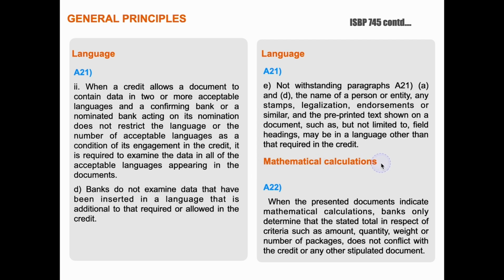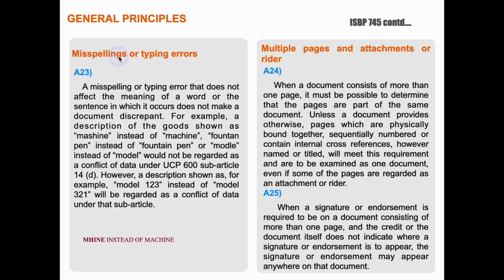Next one is mathematical calculations. When the presented documents indicate mathematical calculations, banks only determine that the stated total in respect of criteria such as amount, quantity, weight or number of packages does not conflict with the credit or any other stipulated documents. Means when there is a calculation using a formula to arrive at a data required by the credit, banks will only check whether the data required by the LC is complying. Banks don't check whether the calculation is correct. We can't raise a discrepancy that the formula is wrong, because we want the data like let's say the total amount or the total quantity of goods or weight as required by the LC. If that is there, then the documents are complying. There is no need to sit and check the calculation is correct or not, or the formula is correct or not, right?